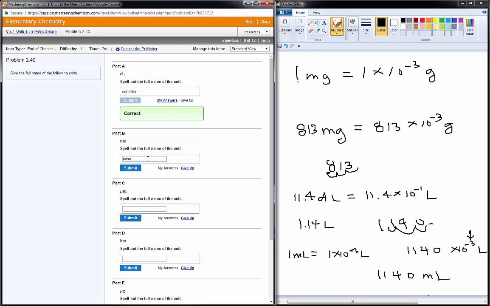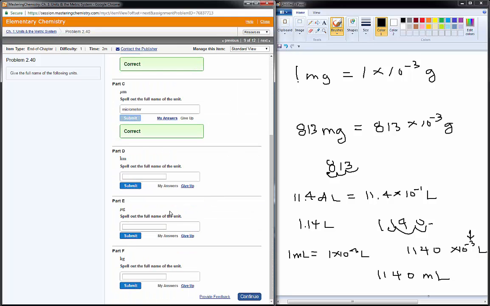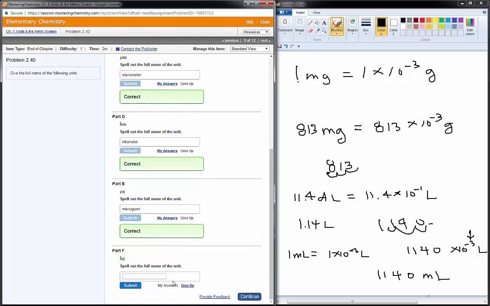nm is nanometer. That mu means micro, and that m means meter. k is kilo, m is meter. Kilometer. Again, there's the micro. In this case, it's a microgram. And here we have a kilogram.